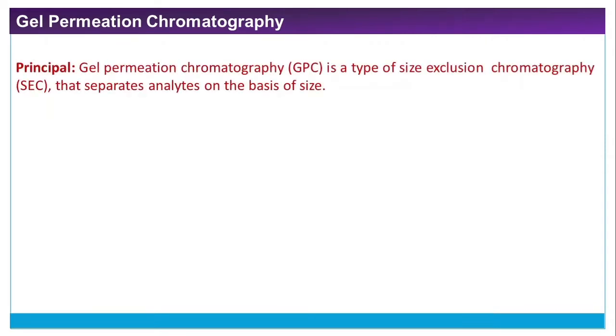Up to now we have seen so many types of chromatography. So gel permeation chromatography is again one more type of chromatography. Gel permeation chromatography, that is GPC, is a type of size exclusion chromatography, that is SEC, that separates analytes on the basis of size.